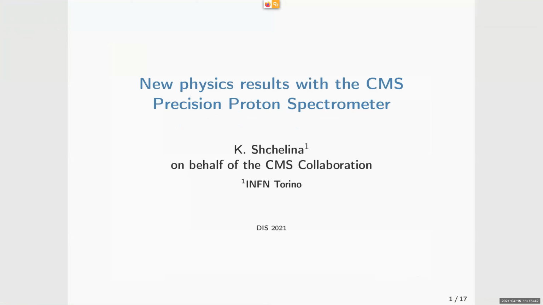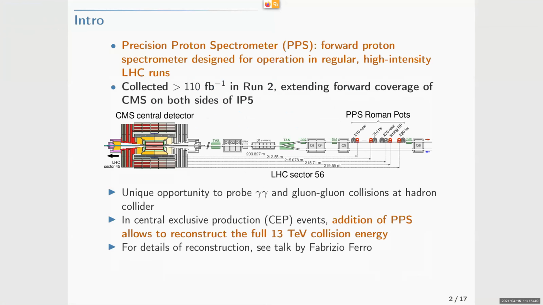So I will present a few new results with the CMS Precision Proton Spectrometer. Let me start by introducing the subdetector. We call it PPS for short. It's a forward proton spectrometer designed for operation in regular high intensity runs of the LHC, just like CMS. We have collected more than 110 inverse femtobarn of data in Run 2.